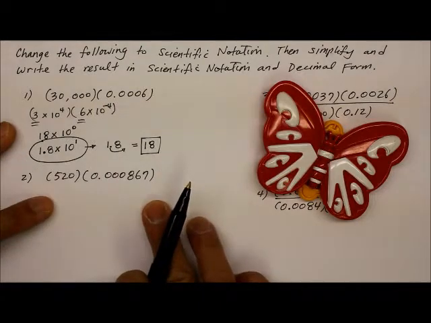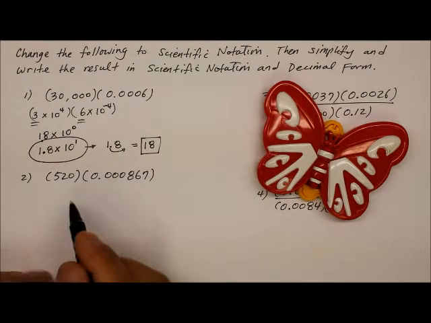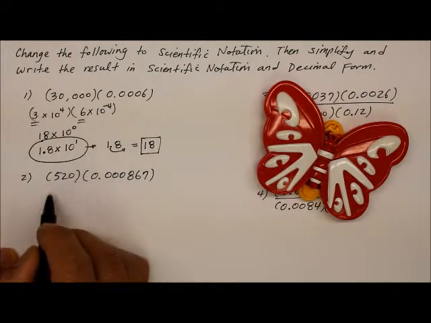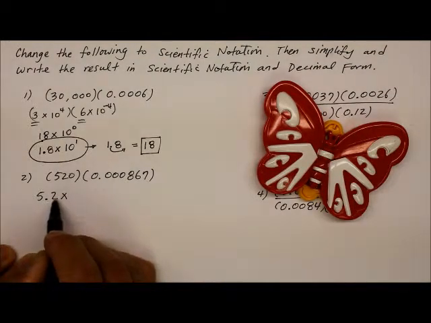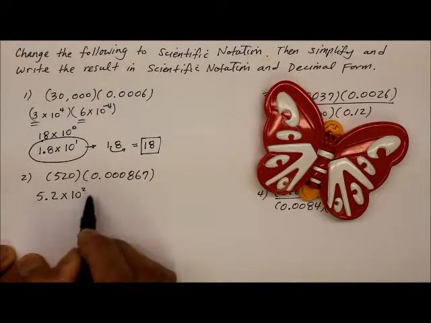So now I want you to try this guy. Okay, so you say 520. Well, you need 5.2. And to take that 5.2 back to 520, you need to move it 2 to the right. So it's 10 to the second power.